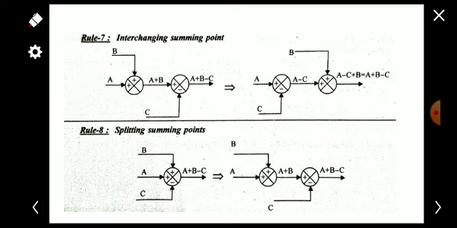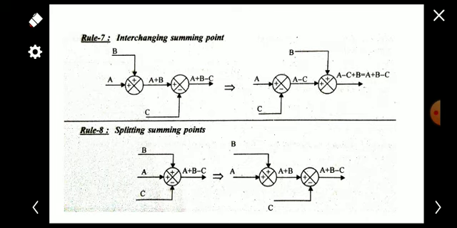Okay, so it can be proved like this. That is, here A plus B, and C is subtracted from A plus B, so A plus B minus C here. And if you are moving the summing point, here it becomes A minus C, and then you will get A minus C plus B, so A plus B minus C.